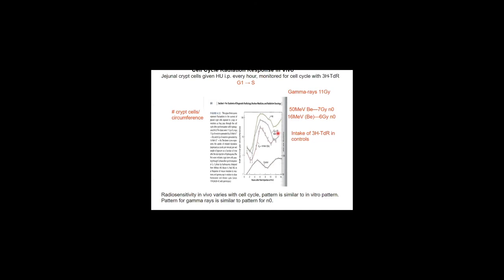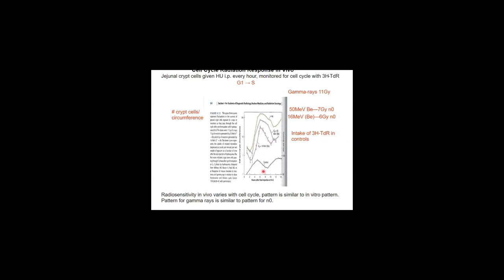And then here are the gamma rays. Here is the neutron data. So if one compares gamma rays to the high LET neutrons, no matter what the energies are, at the end of the day, they all are showing this cell cycle effect. It's more dramatic, however, for X-rays and gamma rays, and we will talk about that a little bit later as well. And here's the cell cycle in the controls as it's going through.